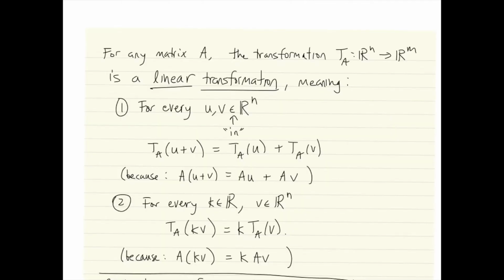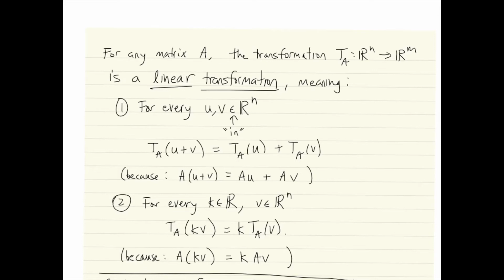Now these matrix transformations that we've been talking about, T sub A, are what's called linear transformations. That means two properties. First is that for every pair of vectors U and V in Rn, the transformation applied to U plus V is equal to the transformation applied to U plus the transformation applied to V. And why is that? Well, remember, T sub A is left multiplication by A. So this is A times U plus V.